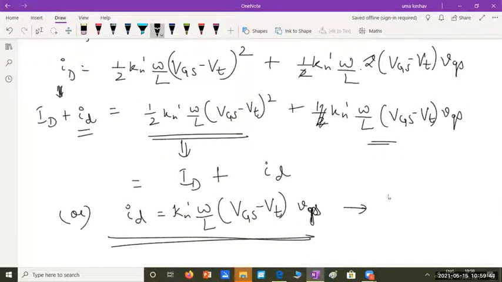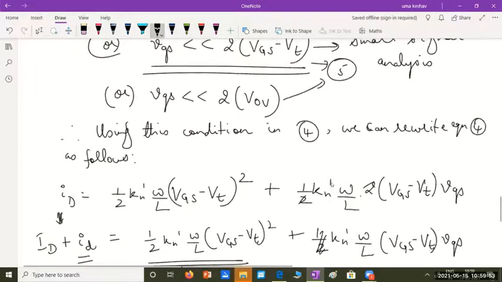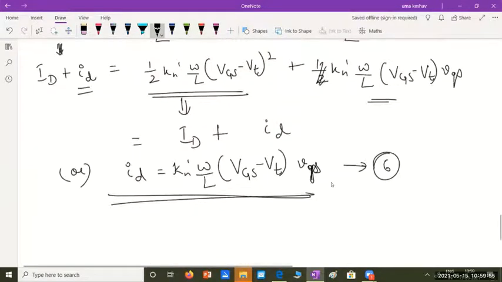We will simplify this equation and find the exact value in the next class. I think this is equation 6. All of you drop in your USNs. I'm just equating the left and right hand side.